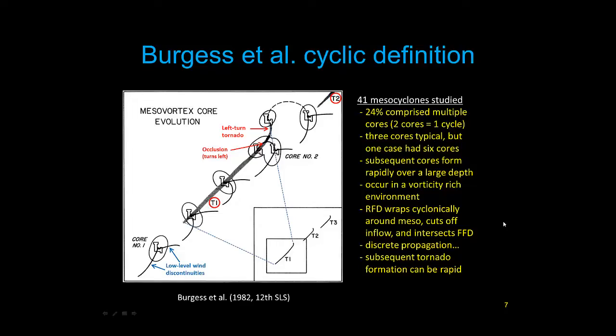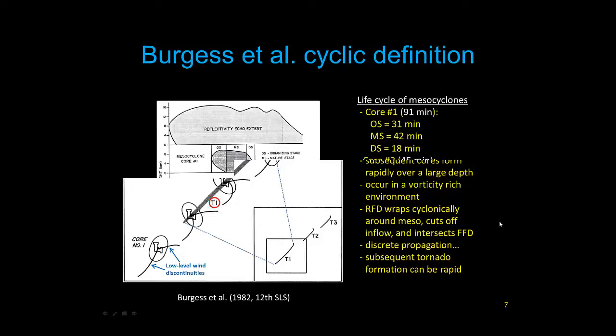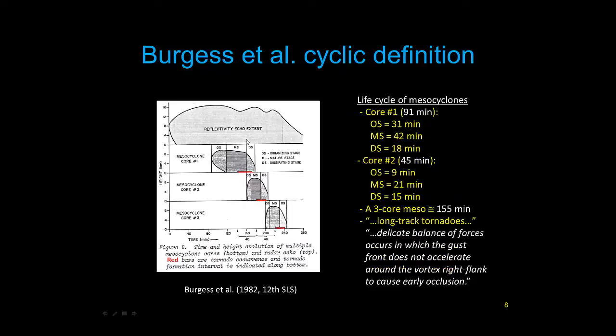Now, this was the one key figure from Don's paper. This next slide shows the next key figure, the average evolution of a 3-core mesocyclone. So time goes from the left to the right. On the top, we see the reflectivity extent from 0 up to 16 kilometers. So you see broad development of the storm, pulsations in the storm top, and then decay. For mesocyclone core 1, you see a relatively long organizing stage, long mature stage, and then dissipating stage. And the red bars here indicate where you have the tornado.